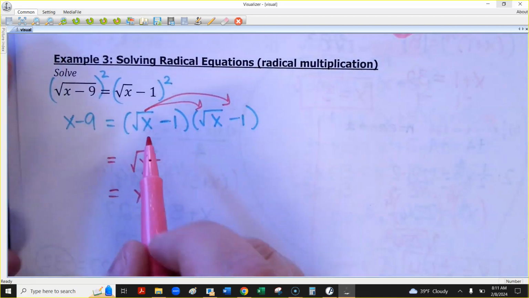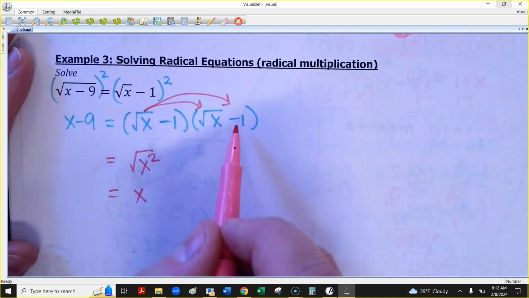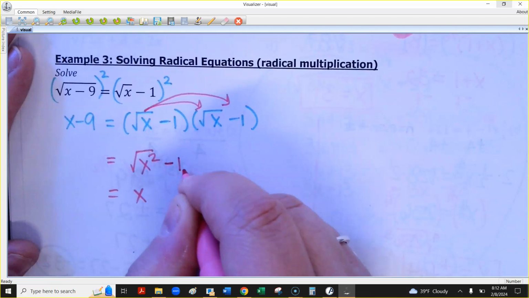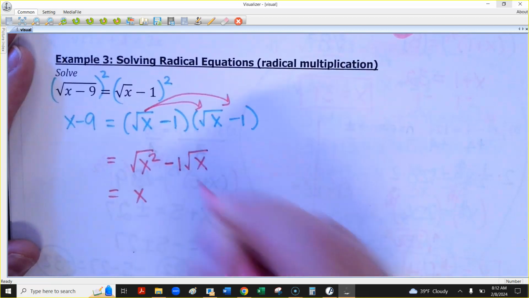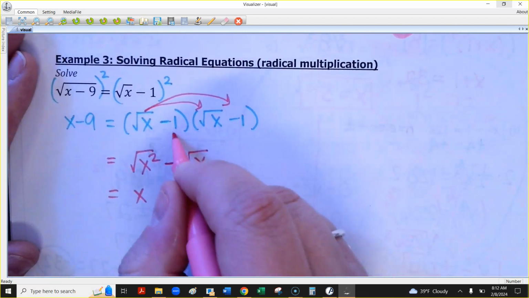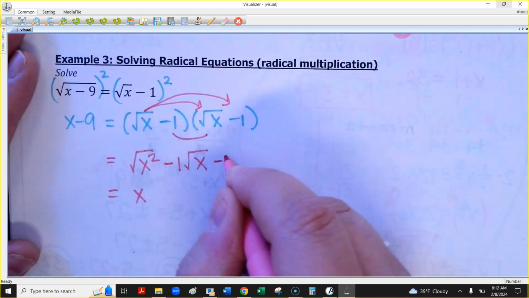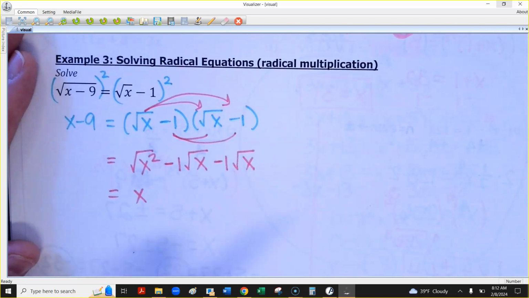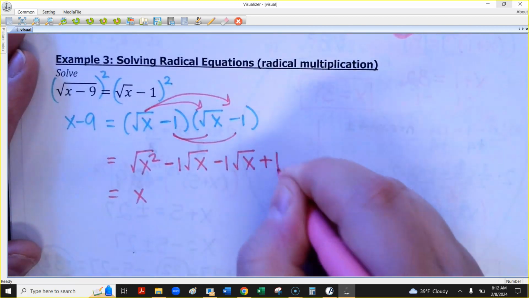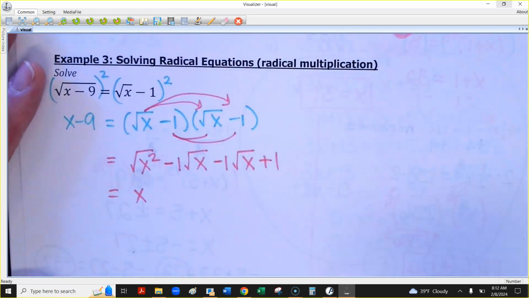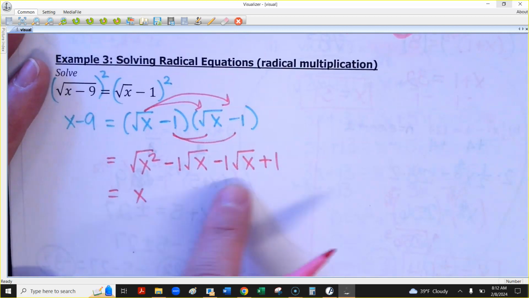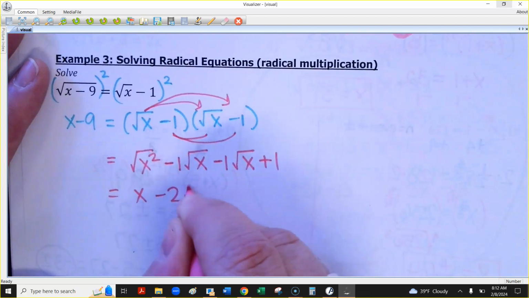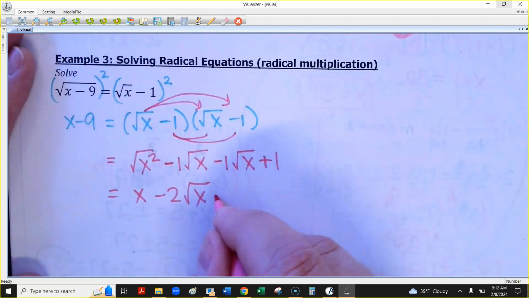Now I'm going to take the square root of x times -1. You would write that as -1 times the square root of x. Then I get that same thing, another -1 times the square root of x, and on the end, -1 times -1 is +1. Simplify this a little bit. The guys in the middle are like radicals, so -1 and -1 would be -2 roots of x, and you have this 1 on the end.